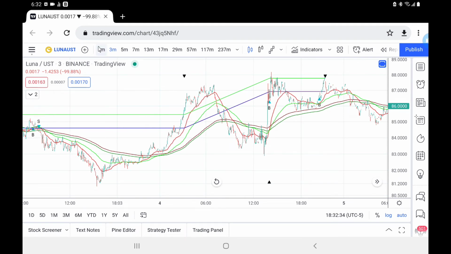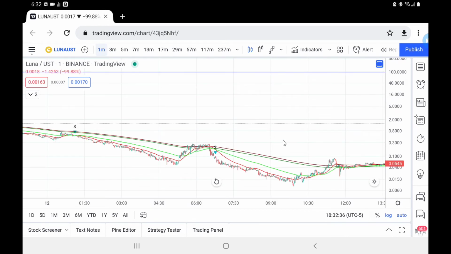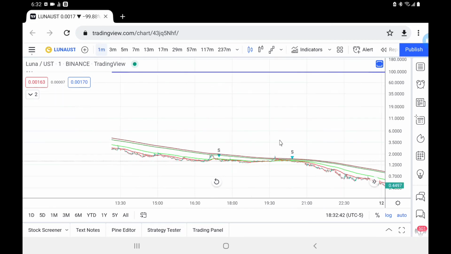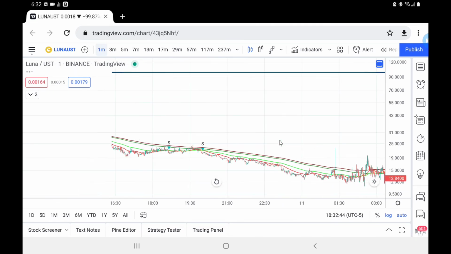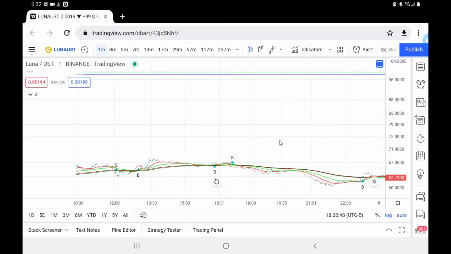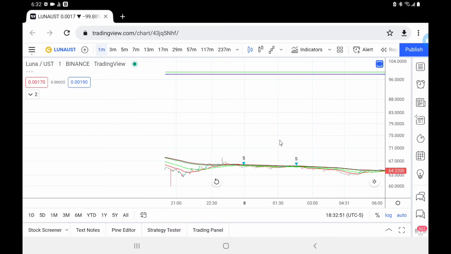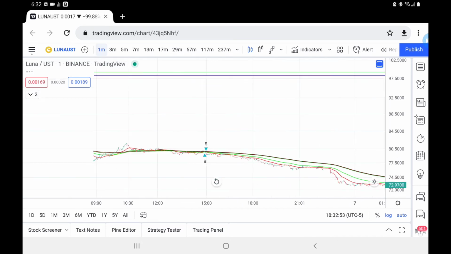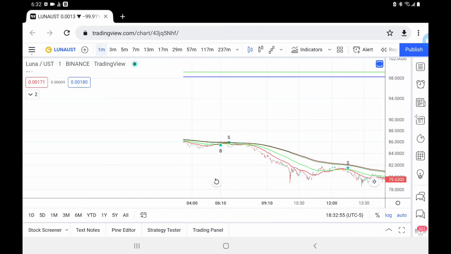Let's see on the 1 minute chart. Okay, it looks like it's in. When did it get in? So the 1 minute chart, it did get in for one position. But the 3 minute chart looks nice.